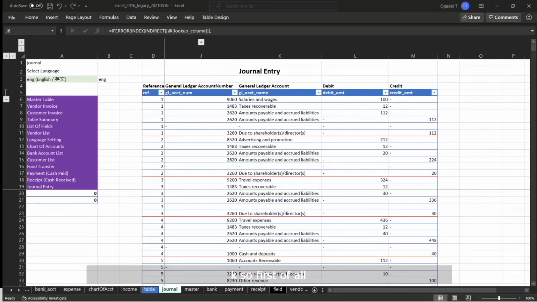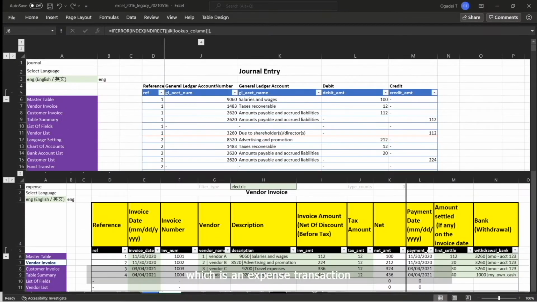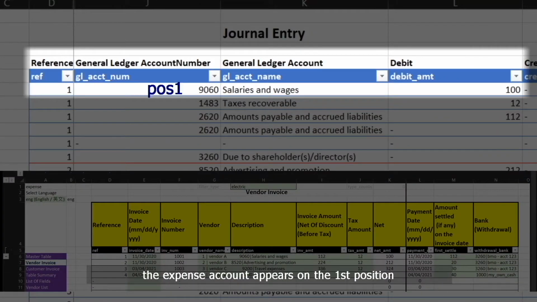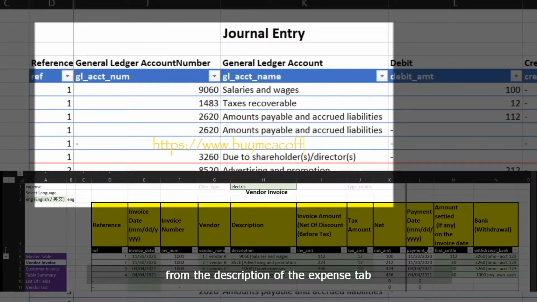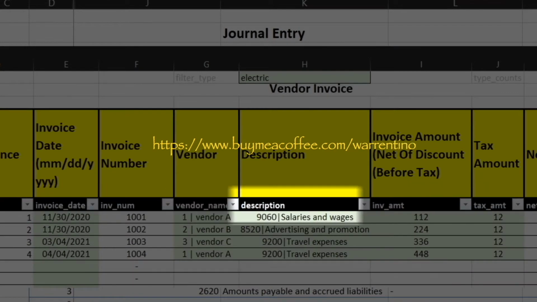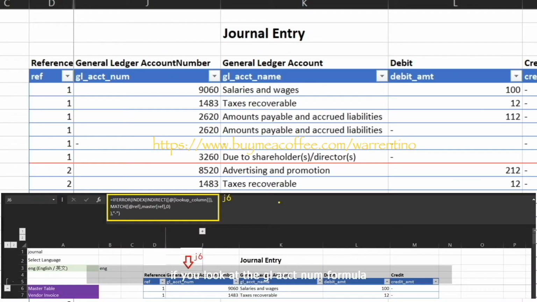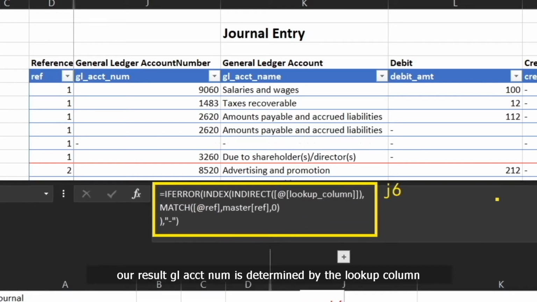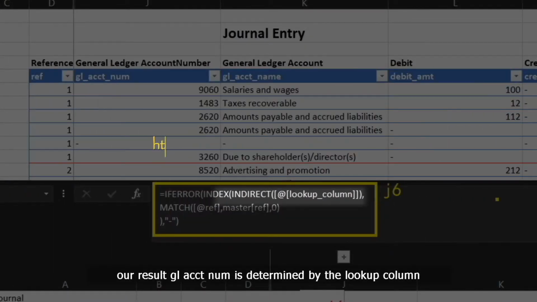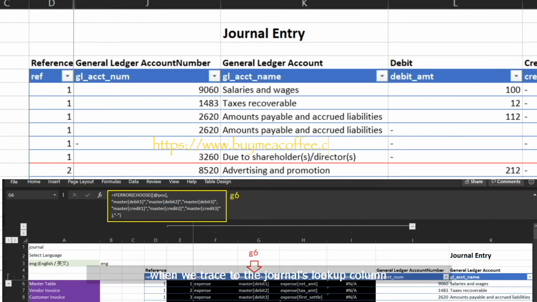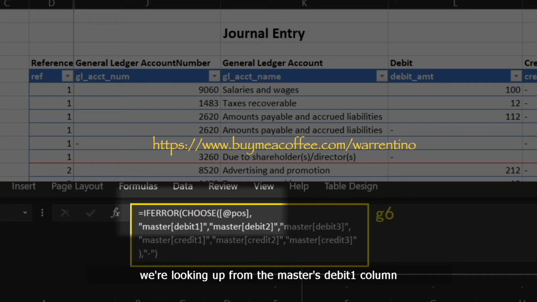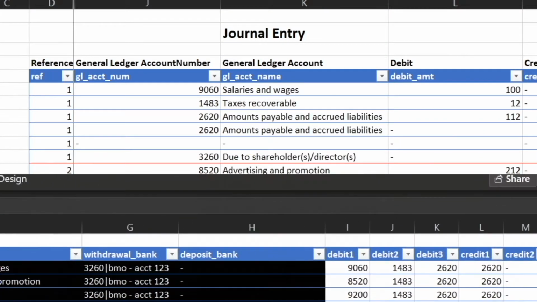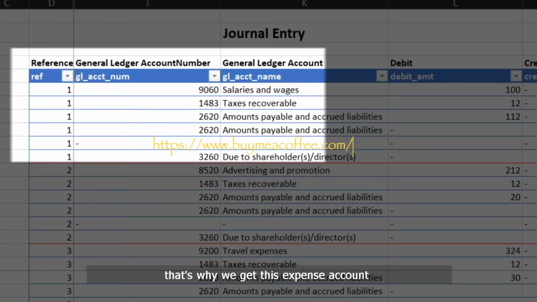Okay, so first of all, take a look at the first transaction, which is an expense transaction. The expense account appears on the first position, and you can look up that GR account number from the description of the expense tab. If you look at the GR account number formula, our result GR account number is determined by the lookup column. When we trace to the journal's lookup column, we're looking up from the master's debit 1 column. That's why we get this expense account.